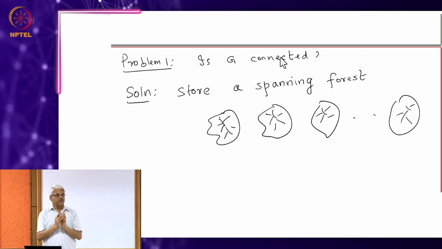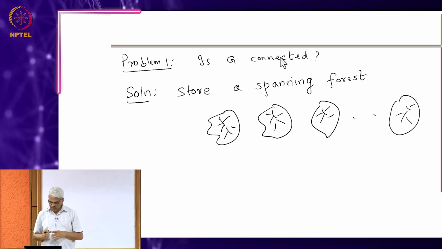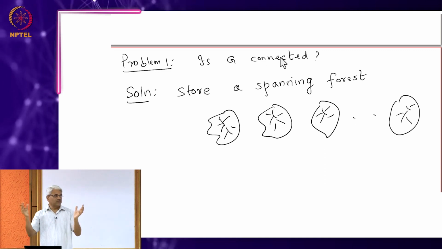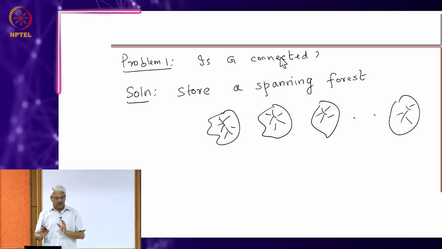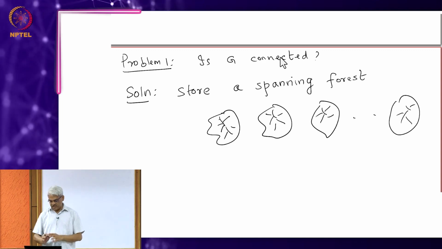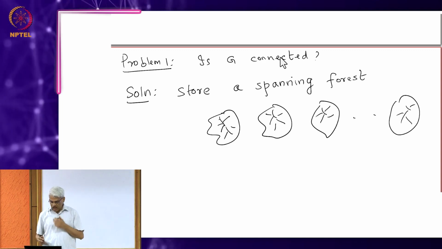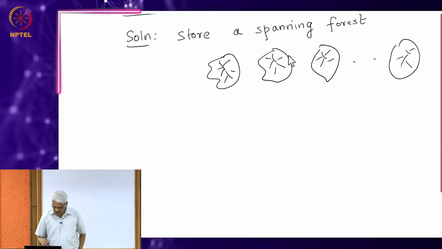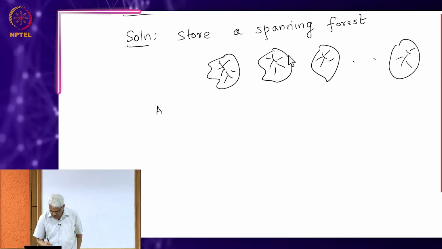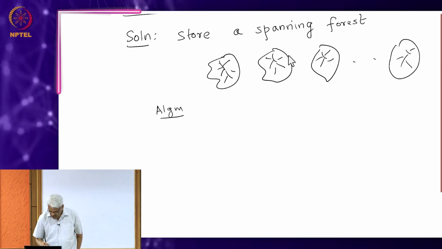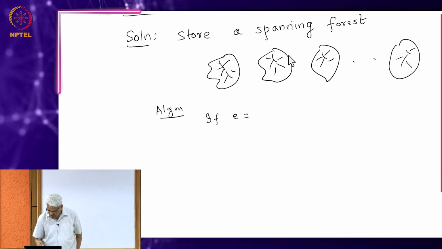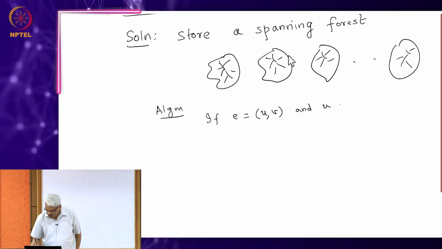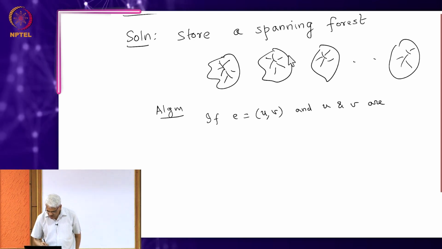Okay. So all I am going to store is essentially sets of vertices in each connected component. That's my data structure, if you like. Okay, that's my data structure, or what I'm going to store. And now the algorithm is: so with edge E comes, if E equal to UV and U and V are in different components.